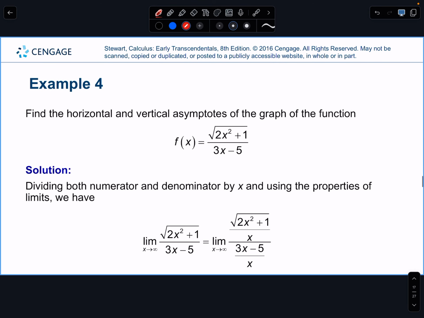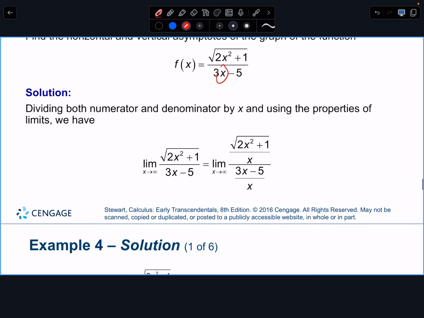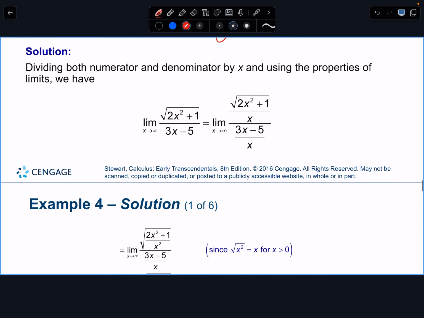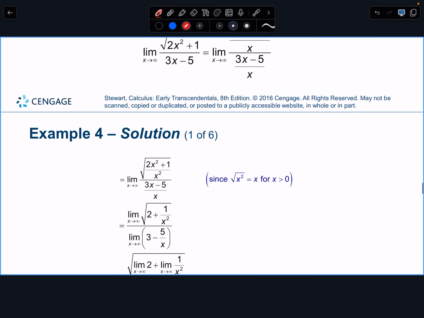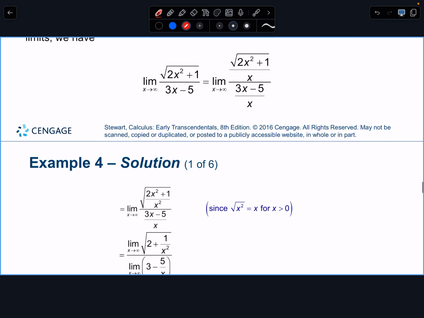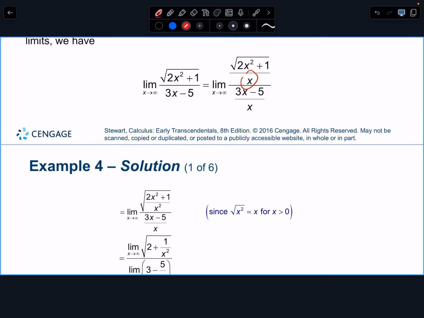Okay, and now let's look at this. Now, what we're seeing here, again, the highest power of the denominator is x, and so we're going to divide everything by x. So here's that first step where we divide. And then, notice what's happening here. This x right here in the denominator of the numerator, we're just throwing it under the radical, and it's becoming x squared because the square root of x squared is x.